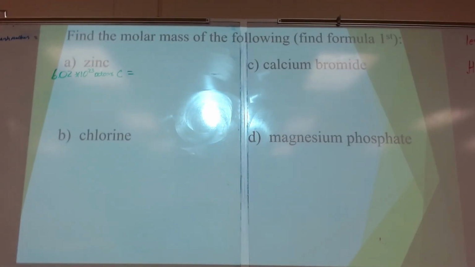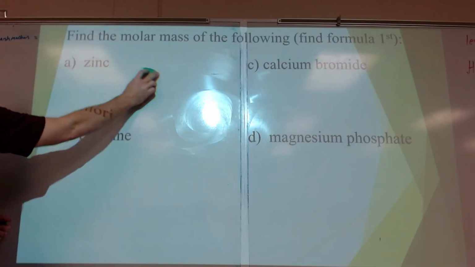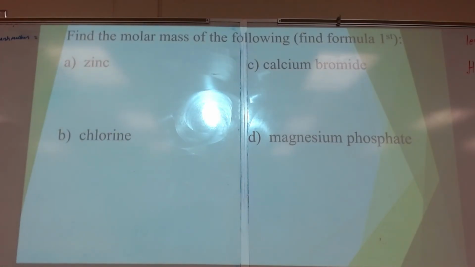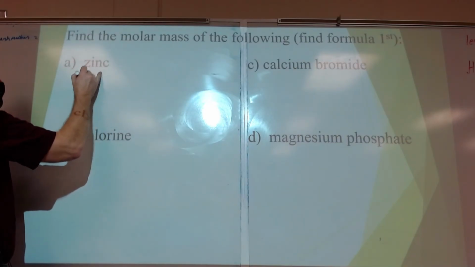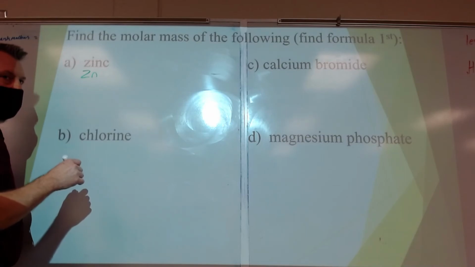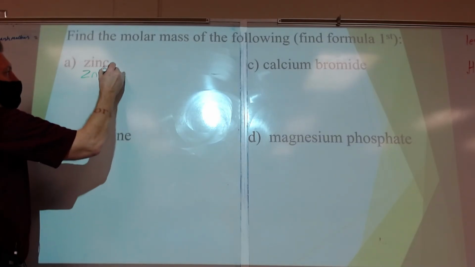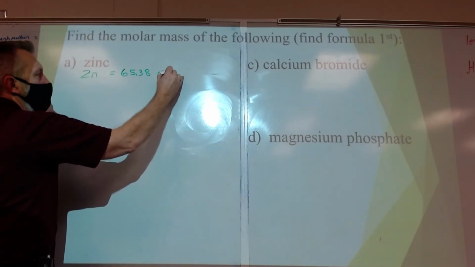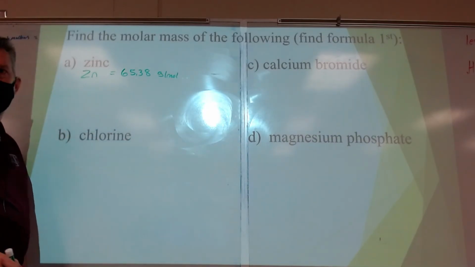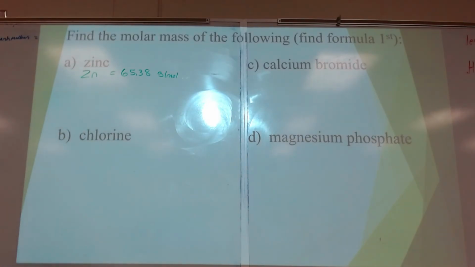All right, how do I find molar mass? We have actually done this before, in a previous unit. In order to find the molar mass, the first thing I have to find is the formula. What's the formula for zinc? And the molar mass for zinc is 65.38. Okay, and we're done. Zinc was easy.